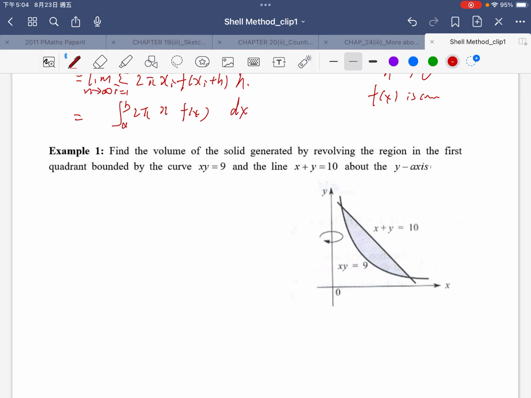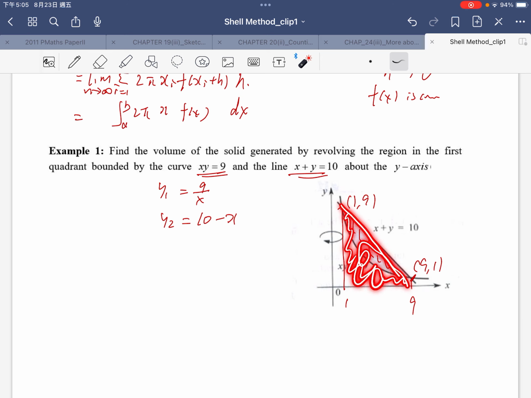Now the example: this is an area which rotates about the y-axis. First I calculate these two points, which are found by solving two simultaneous equations. I skip that step. Call the line y1 and the curve y2: y1 is equal to 9 over x, and y2 is 10 minus x. The rotation domain can be thought of as 1 to 9.